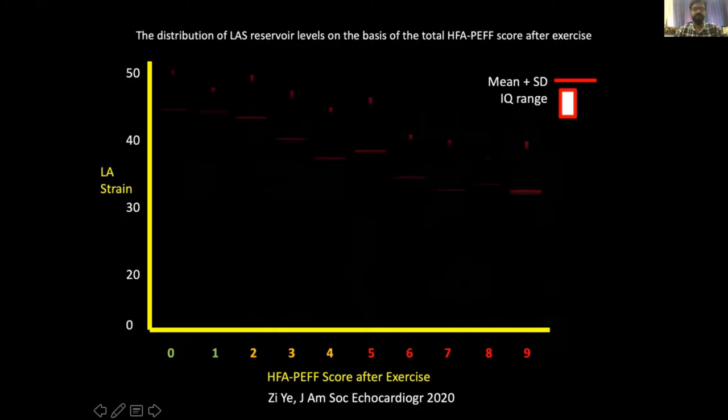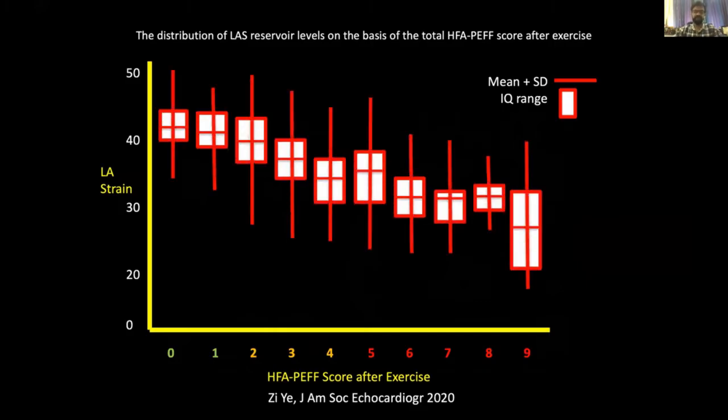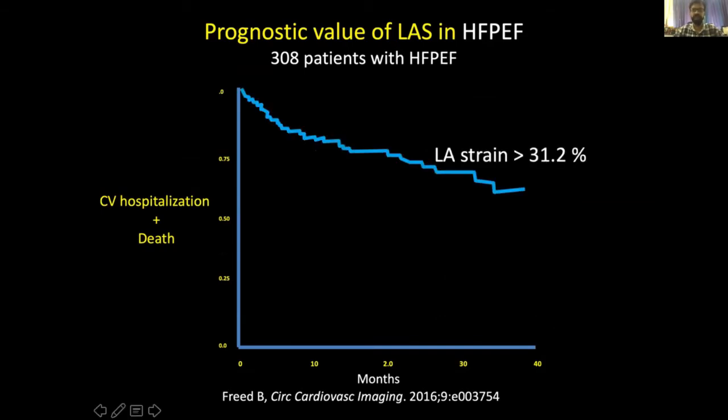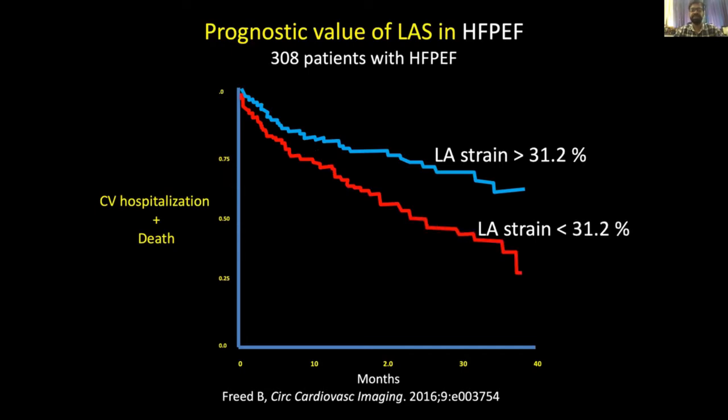But the point is, this is a very interesting article which came in JACC, which has correlated LS strain with this score after exercise. And as you exercise this patient more, the LS strain goes on decreasing, which is very important. The prognostic value of LS strain in HFpEF in this group of 300 patients over a period of time has given us a cutoff value. This group of patients behave poorly if they are followed up over around 3.5 months.